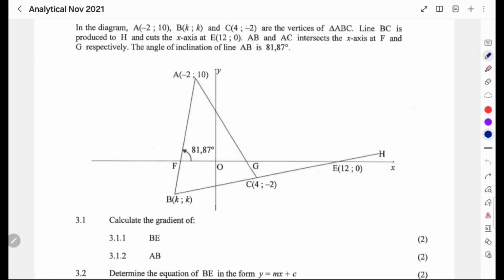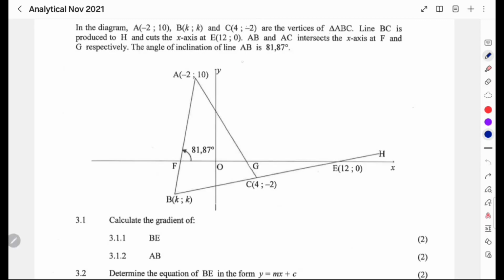Line BC is produced to H, meaning that BC is extended to the point H and cuts the x-axis at E. So E is the x-intercept of the line BCEH. AB and AC intersect the x-axis at F and G, meaning that they cut the x-axis at F and G. So those are the x-intercepts.